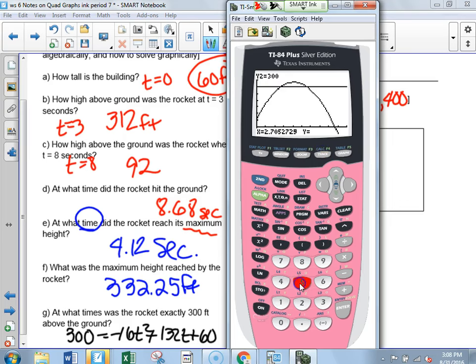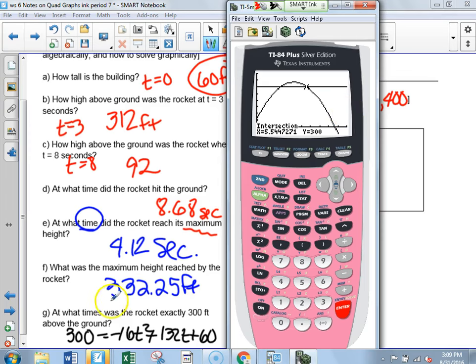Second trace, intersection, enter, yep, the parabola, yep, the line. But I want to find the other one, so this time I either have to scroll over or just type a guess over here at like 5 or something. But I have to be closer to this one, otherwise it'll find the other one twice. At 5.5. Okay? Any questions on that?